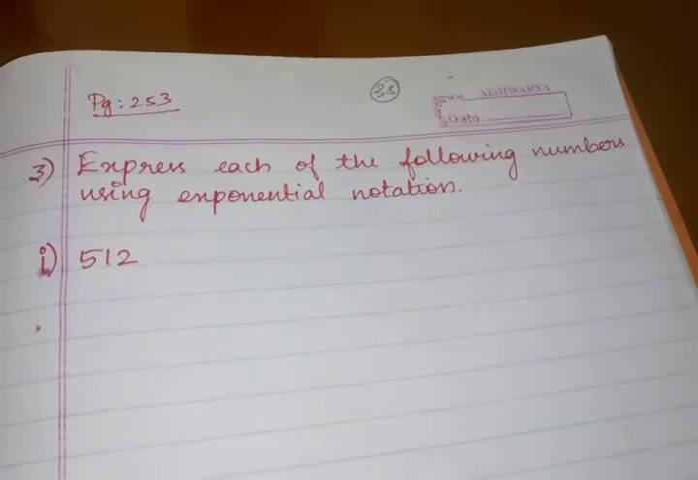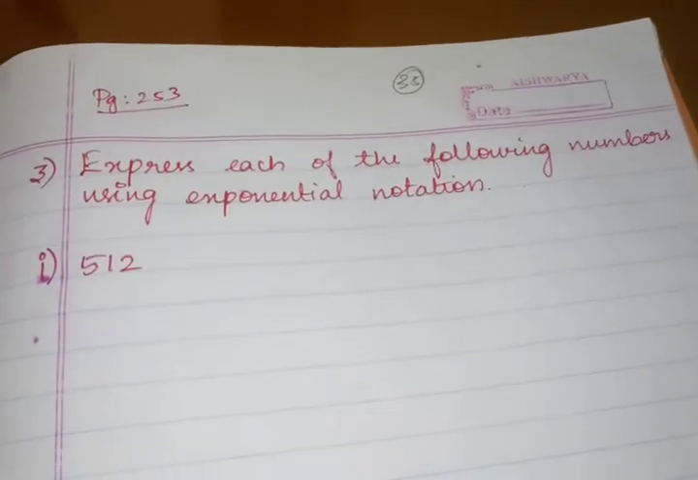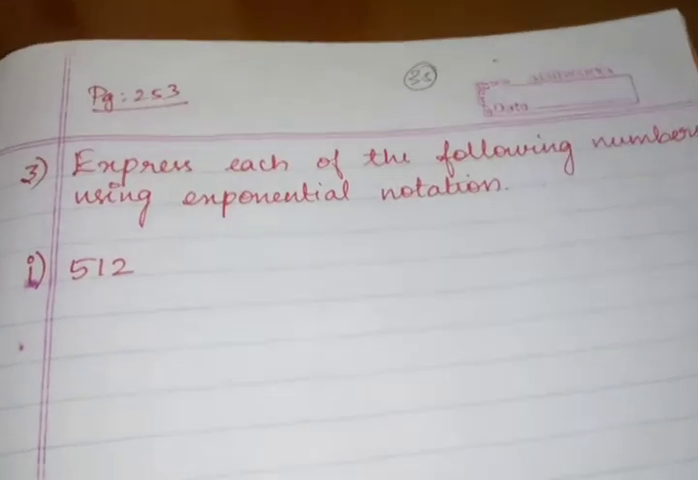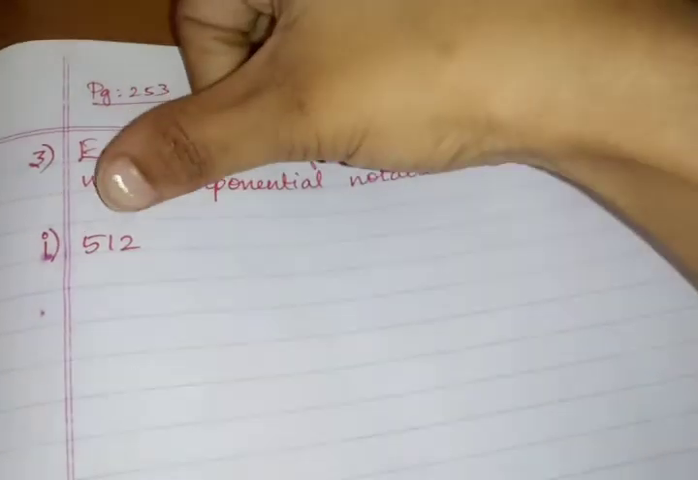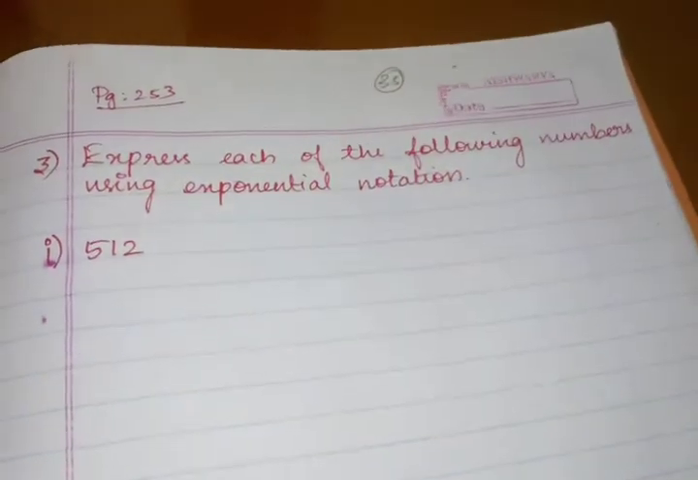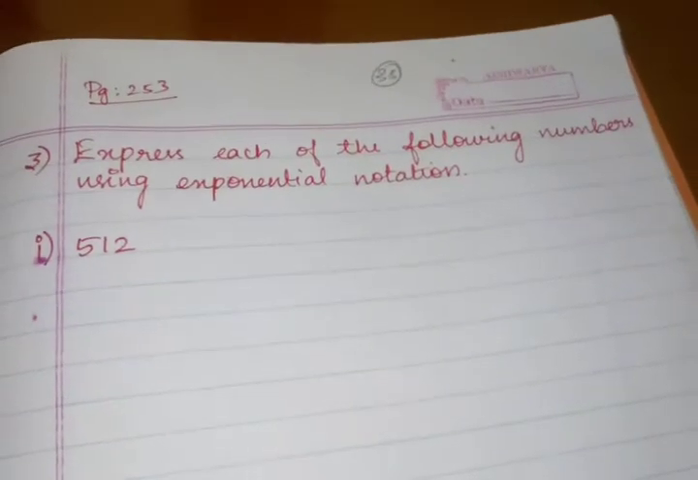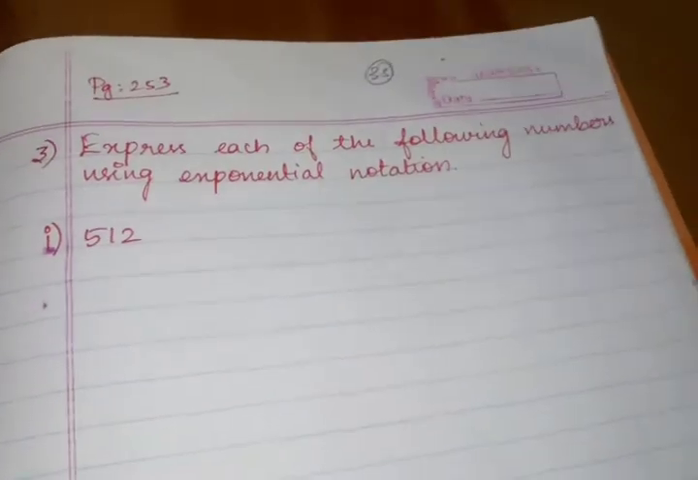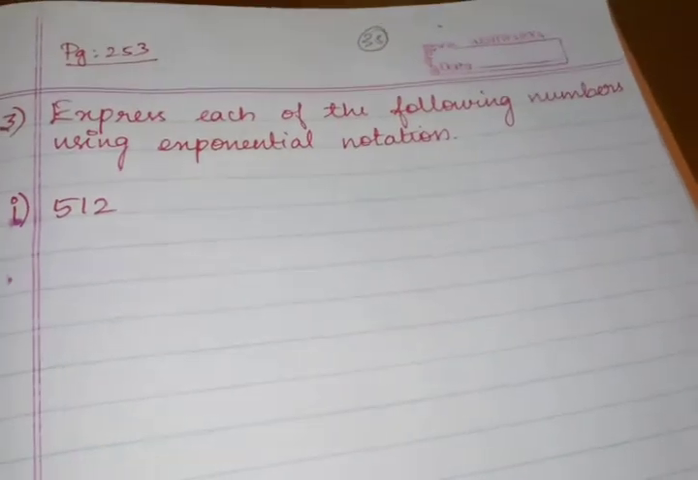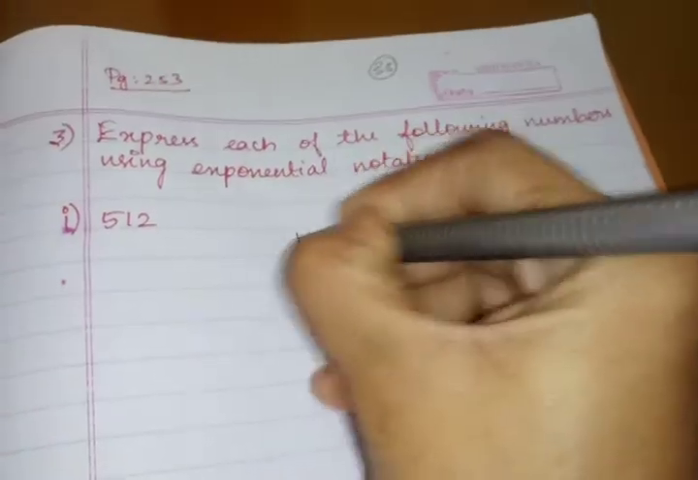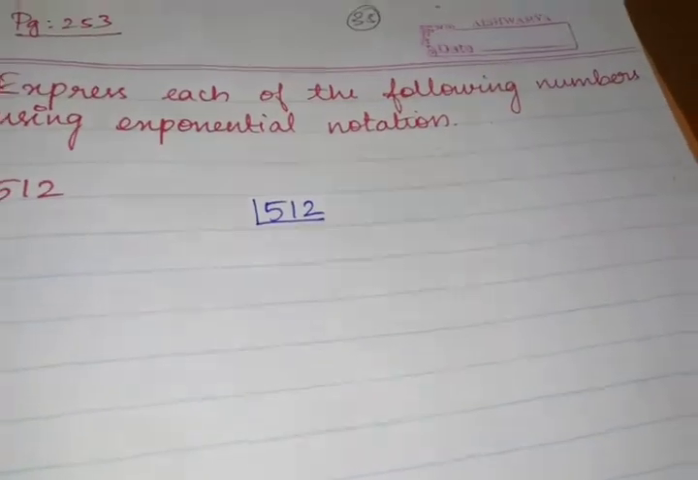From the third problem we have to continue. Express each of the following numbers using exponential notation. We are going to write the given number in terms of exponential. Exponential means what? Some number, power, some number. Like that you should write it. So first, the number is given. How will you find its factors? You should do the prime factorization. First you should do the prime factorization, children.